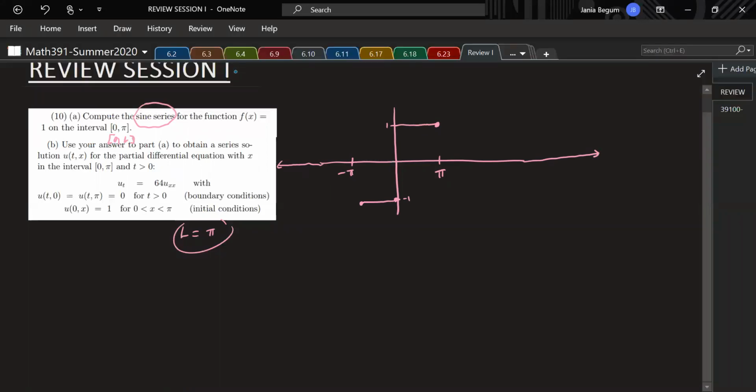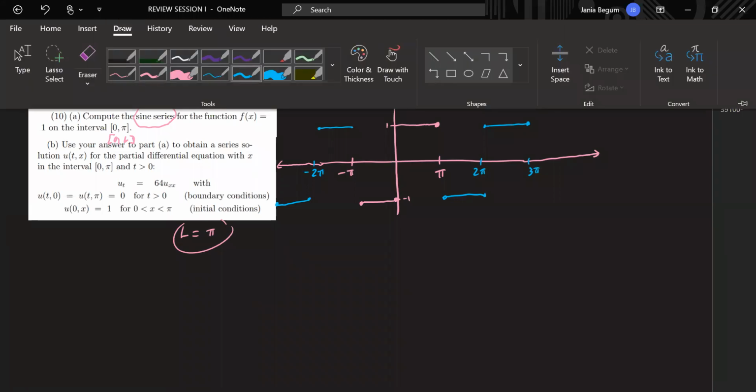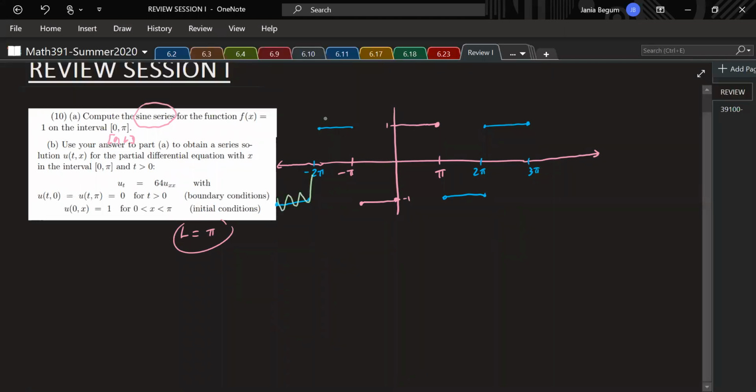If I copy and paste, I would have a graph here, and then a graph here. That's another period. Then you can do the same thing on the left side. We have a graph here and a graph here. Hopefully you get the idea. This is 2 pi, and this is 3 pi. What the Fourier series is going to do is create a nice wave going through this function. It will make a smooth curve.